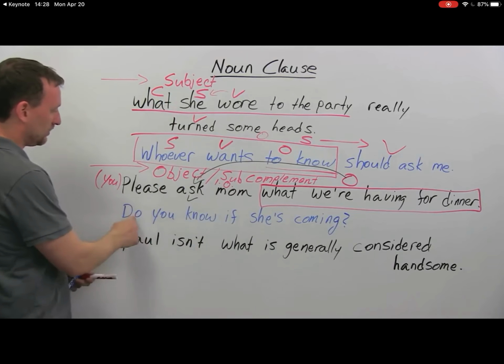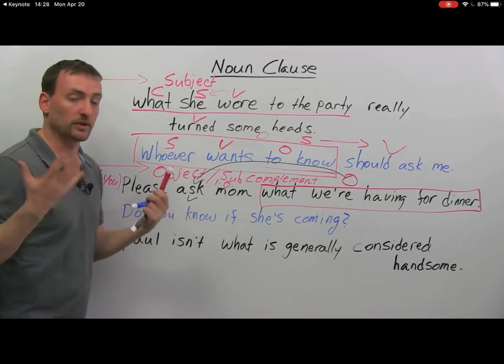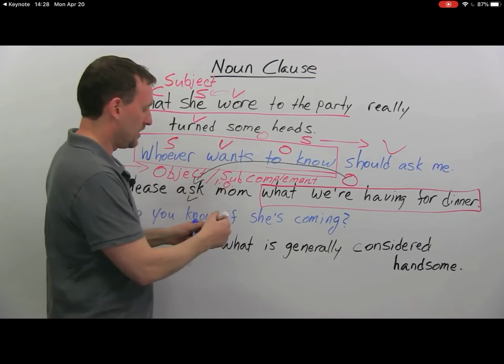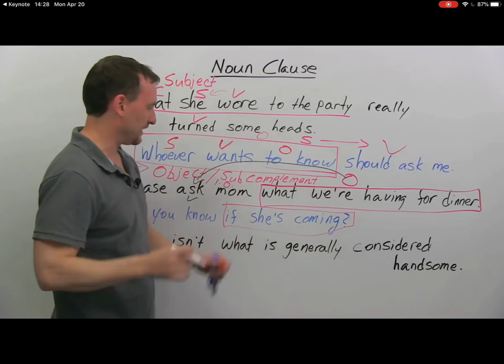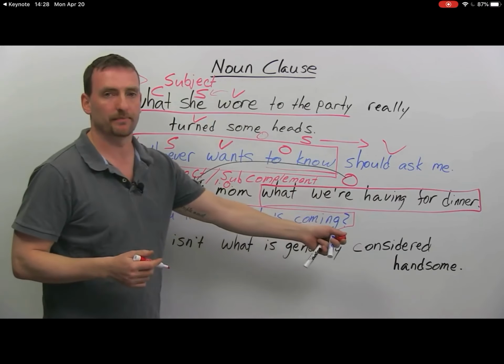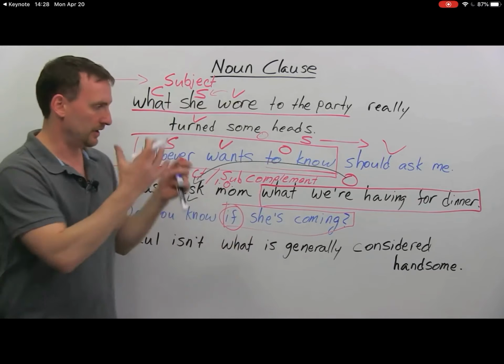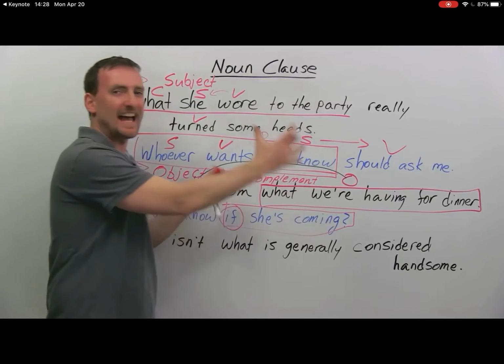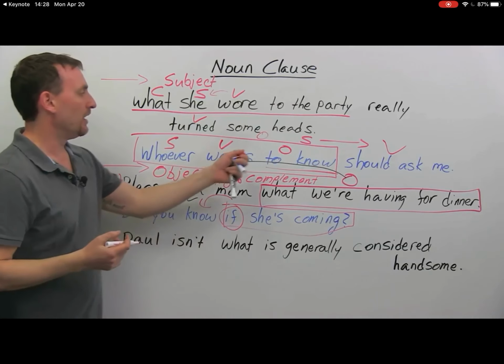Do you know if she's coming? So, do you know? You is the subject, know is the verb, know what? So now you need an object to the verb know. So there it is. Well, without the question mark, but you understand that? If she is coming. If is the conjunction, she is your subject, is coming is your verb, and you have a full clause. And the full clause acts as the object to know. So far, so good.